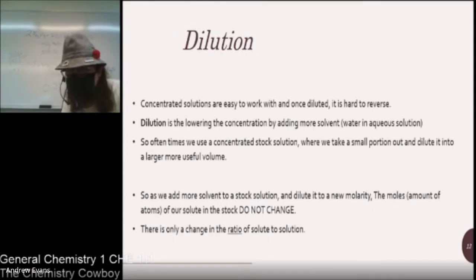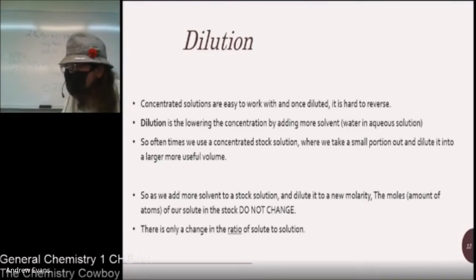The first thing we can do with this is dilution, and we have to understand this concept before we can move on. Concentrated solutions are easy to work with. Once diluted, they're hard to reverse. But what does dilution do? Dilution is the lowering of concentration by adding more solvent. In most situations, that's just adding more water. Oftentimes, we use a concentrated stock solution where we take a small portion out and we dilute it into a larger volume that's more useful.